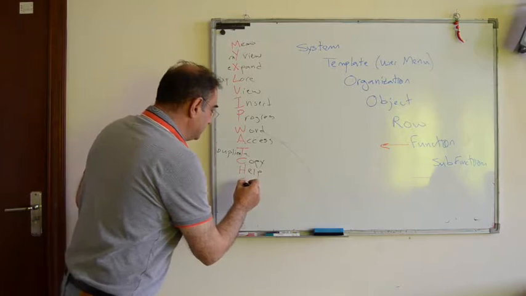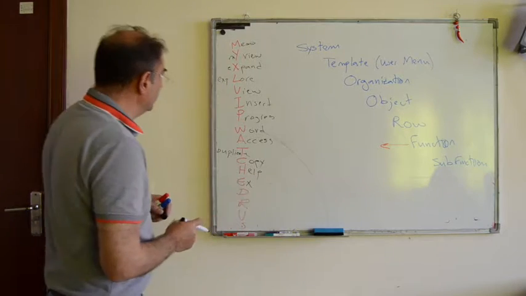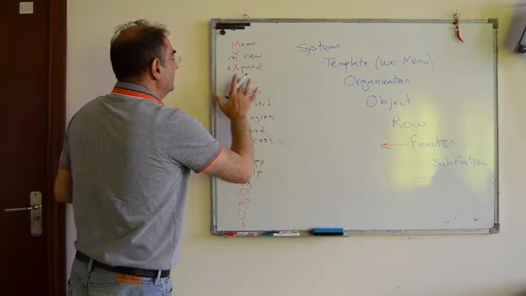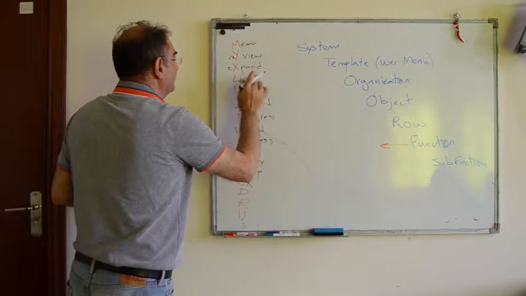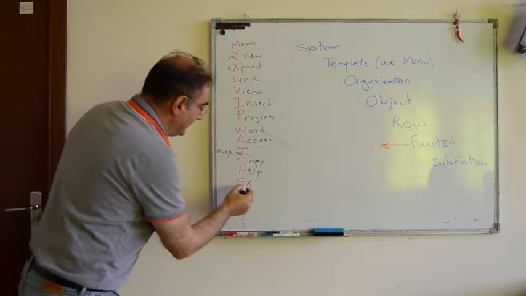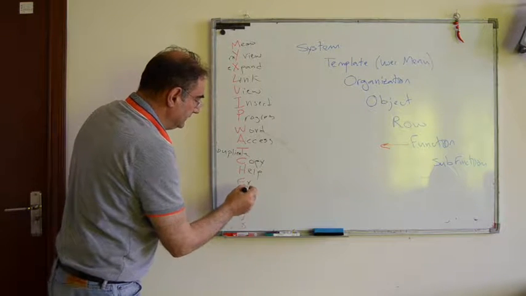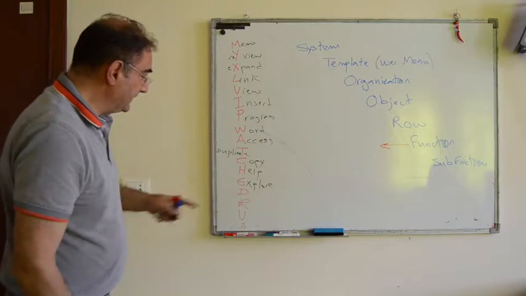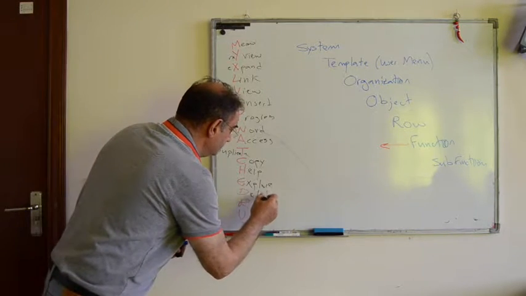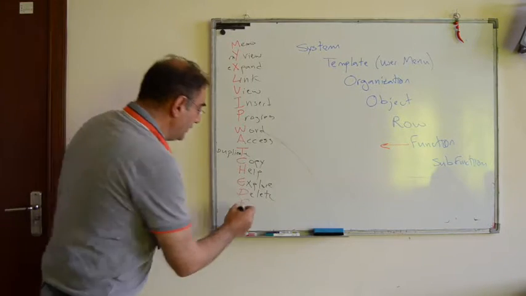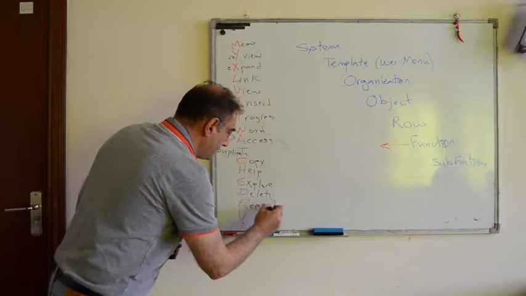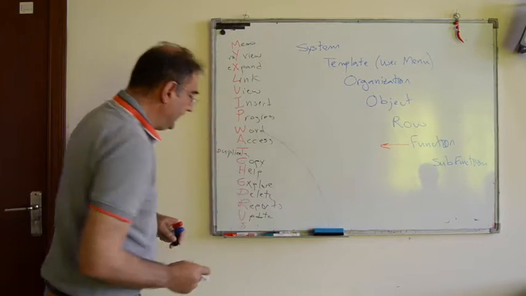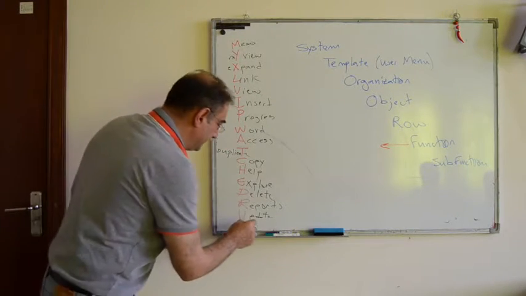The E is the expand or the explore. No, what's the E? Oh, sorry, I made a mistake. The L is the link. I'm really sorry. And the E is the explore. The D is the delete. The R is the reports. The U is the update. And the last one, the S, is the special functions.